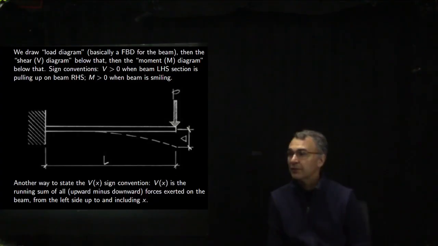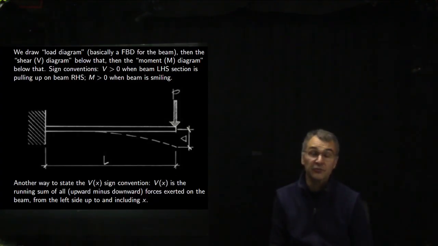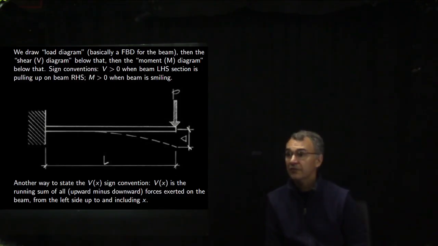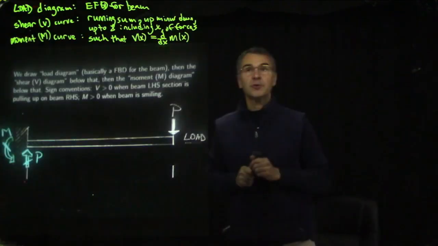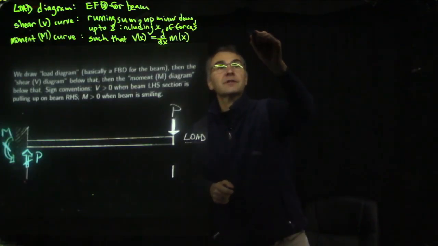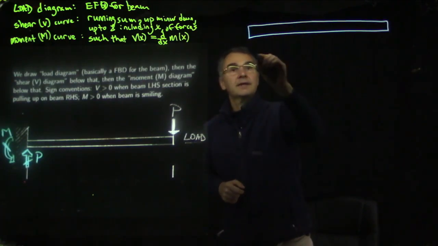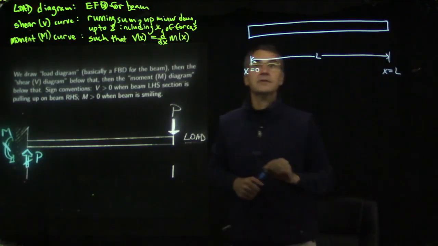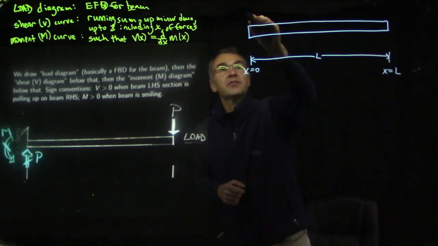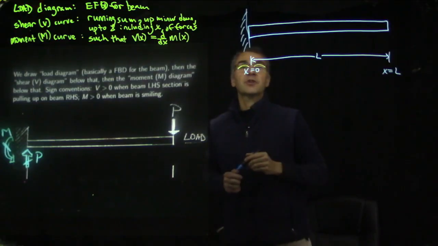Another way to state the sign convention for this force, V, that the left side of the section has to exert on the right side of the section is, V is the running sum upward minus downward of all forces exerted on the beam from the left side up to and including X. And we're going to go as a function of X along the length of the beam. So here is our cantilever of length L. So there's the cantilever beam, and I can just indicate that the length of this thing is L. This is X equals 0, this is X equals L, and then we can somehow indicate that this thing is attached rigidly to the wall. So you could draw the wall like that.